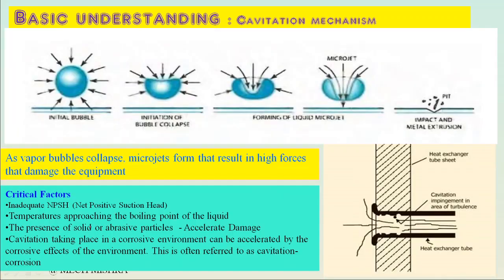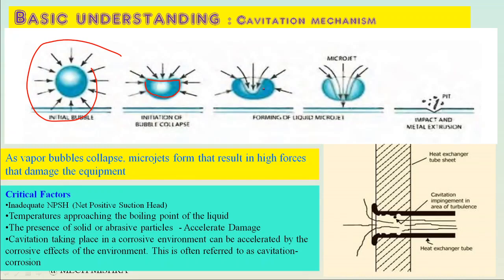Now we will see the mechanism. When the initial bubble forms, it will be like this. Now the initiation of bubble collapse. How does the bubble collapse? Due to surface tension, the bubble tries to collapse and its surface area reduces, and after formation of a liquid droplet, it shrinks and tries to collapse.